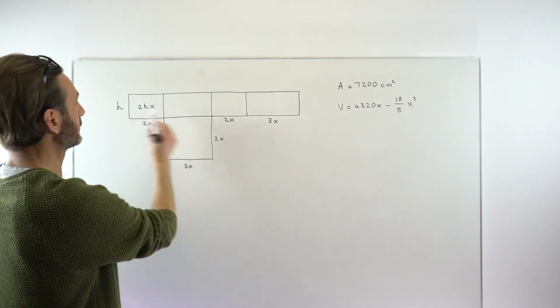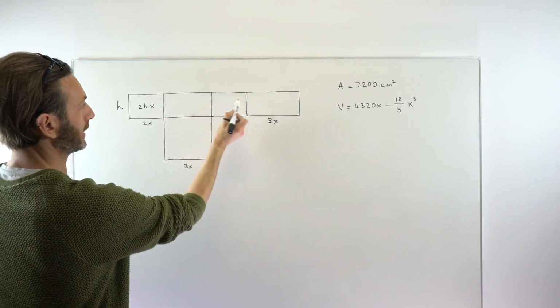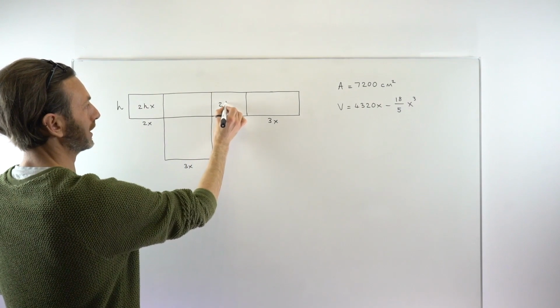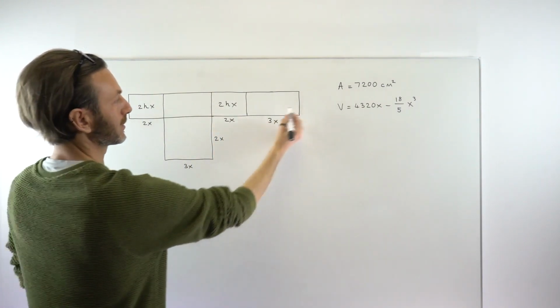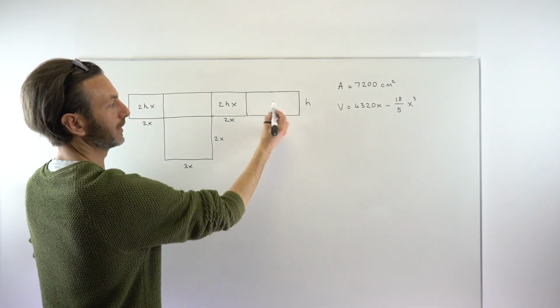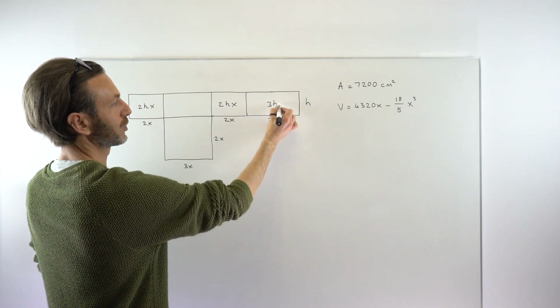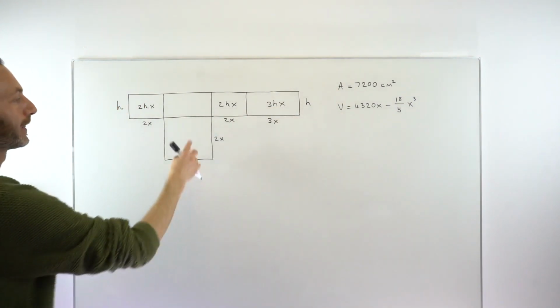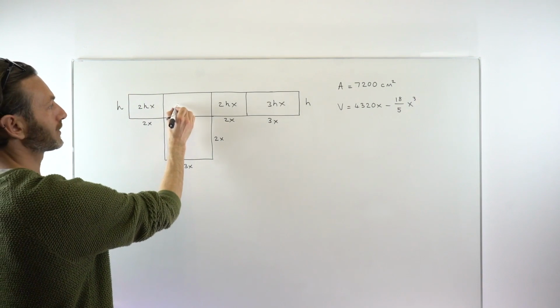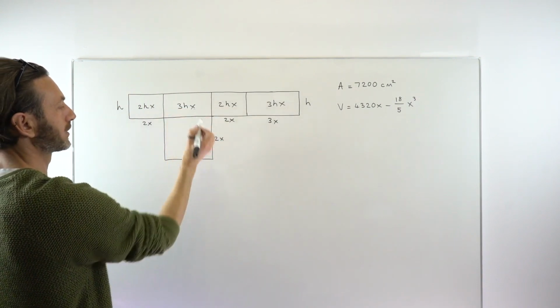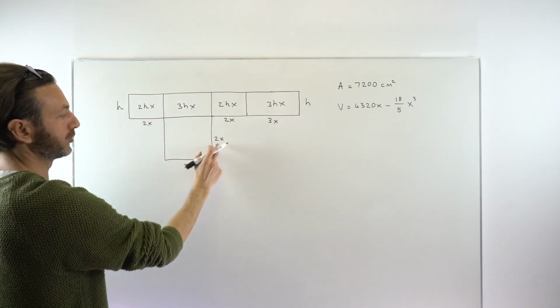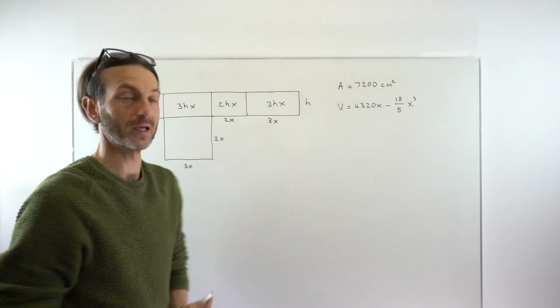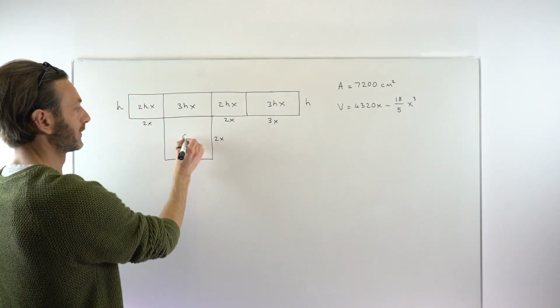This guy's going to be the same because that h is the same height on all of those, so this will also be 2xh. This is an h here as well, so this guy here would be 3hx or 3xh, and then this guy here would be the same, so 3hx. This one here is going to be 2x times 3x, so it's going to be 6x squared.